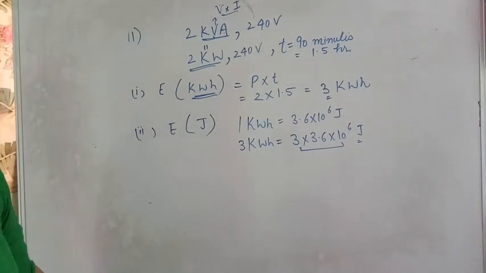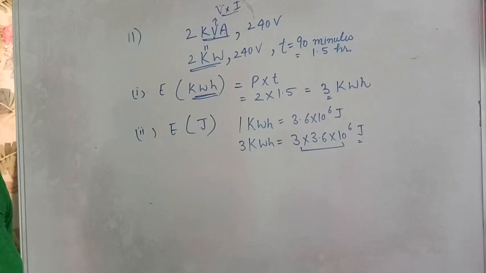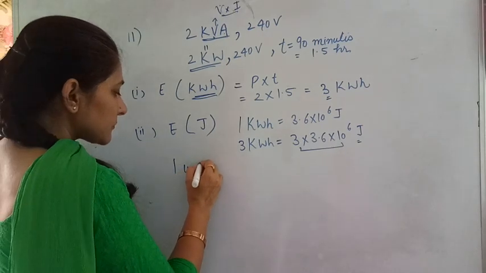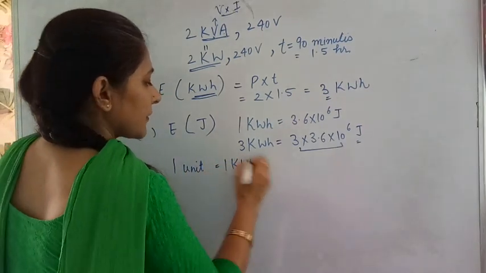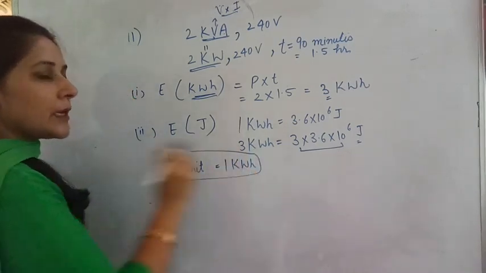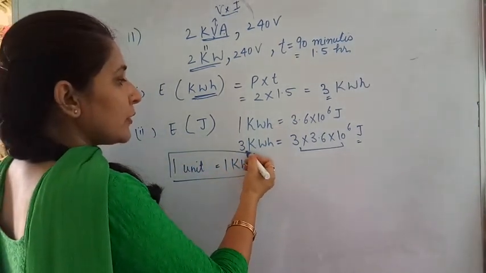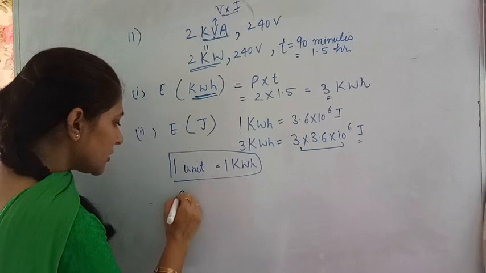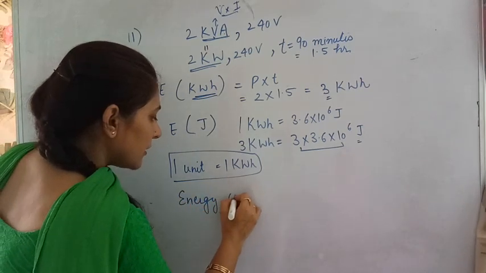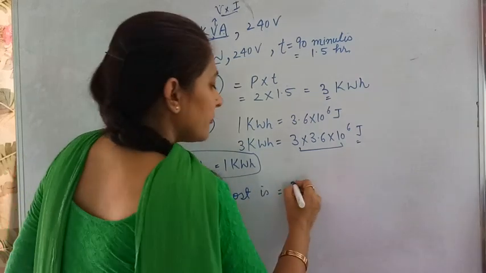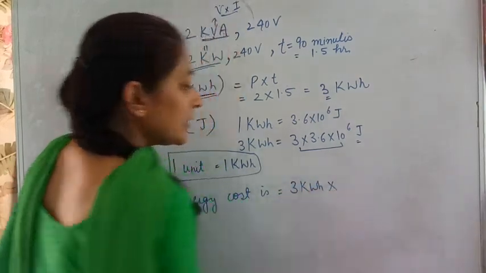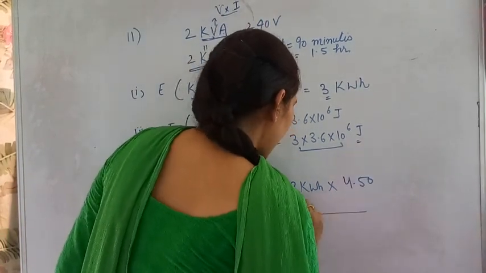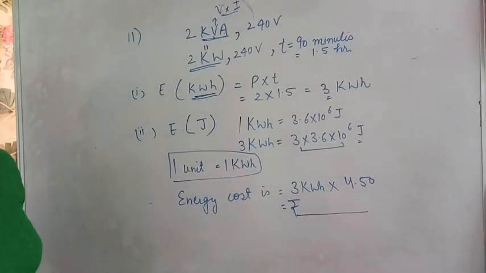Next, they are saying if the cost of electricity is 4.50 per commercial unit. Per commercial unit means 1 unit is equal to 1 kilowatt hour. How much energy have we consumed over here? 3 kilowatt hour. So we have to find the energy cost for 3 kilowatt hour. We used 3 kilowatt hour and the rate per unit is 4.50. Whatever value comes, that is the cost of the energy consumed in rupees.